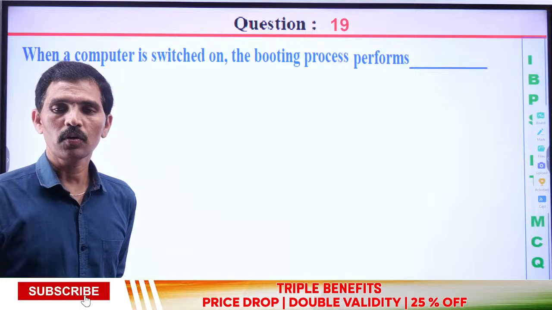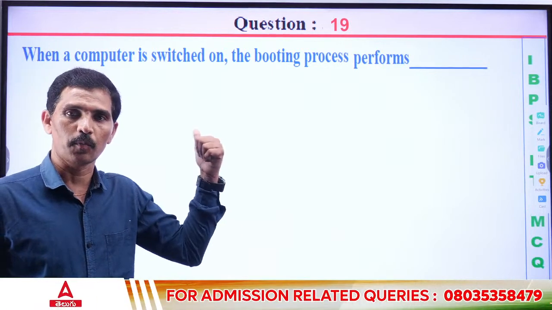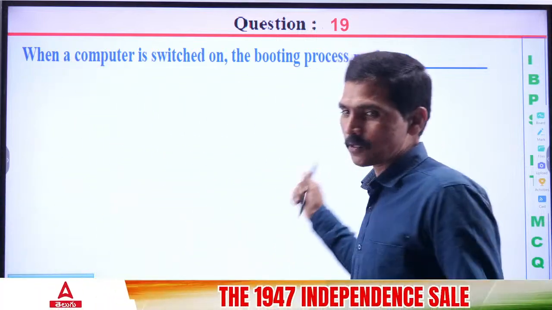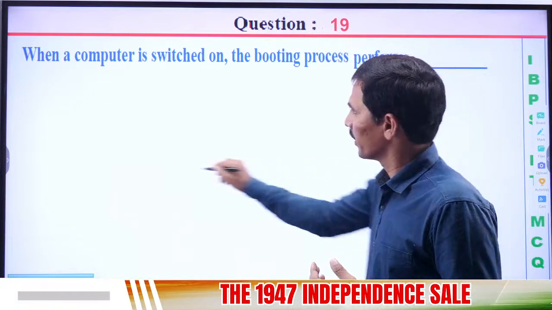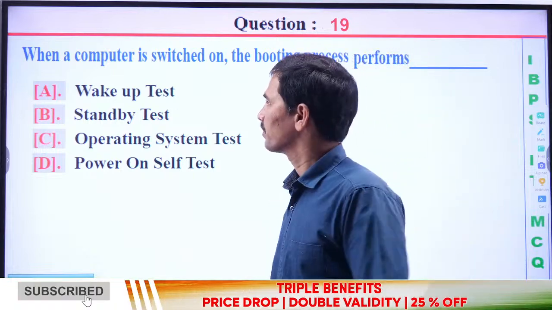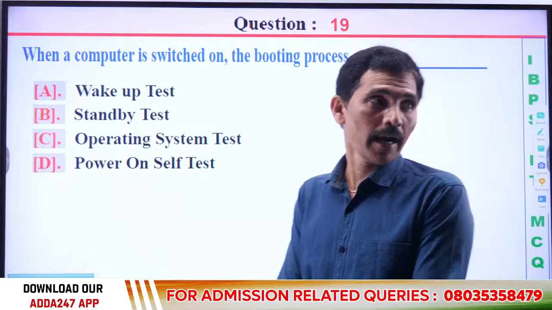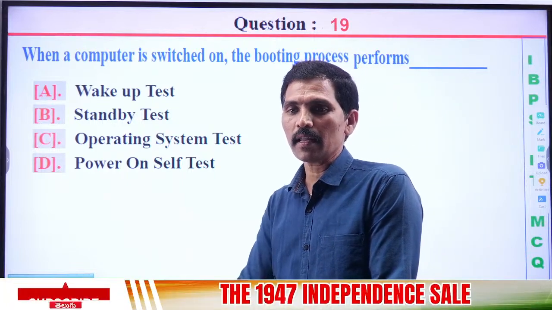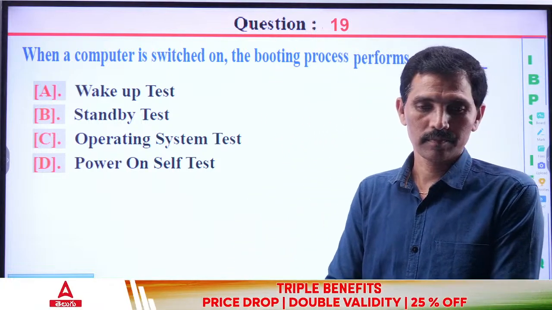Right. So I need this answer. I think you are able to see this question. Now I am giving some options. So we are selecting the data from the options only, right? These are the options: wake up test, standby test, operating system test, and power on self test. So these are the different kinds of things inside it.